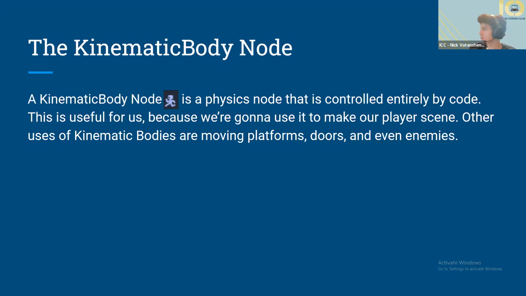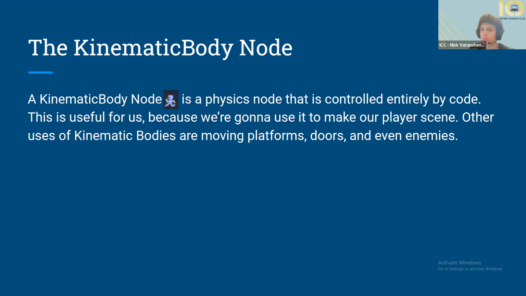So to start, before we get into Godot, I'm going to be going over a node that we'll be using. It's going to be representing our player node. So a kinematic body node is a physics node. We encountered the Area2D on day 2. So it's kind of part of the same class of nodes. So we have Area2Ds and kinematic bodies, and we'll also be covering a new type of physics node. But yeah, a kinematic body node is a physics node that is controlled entirely by code.